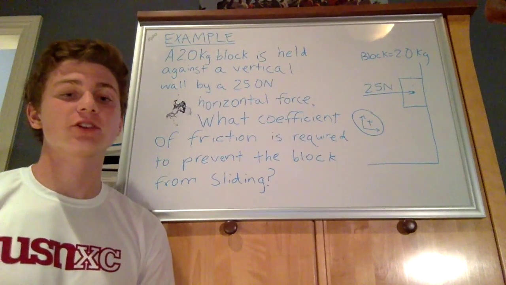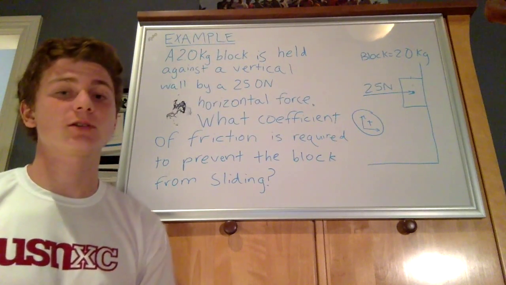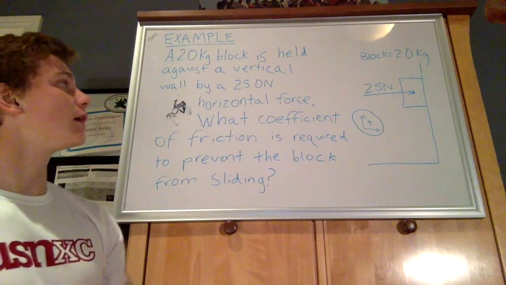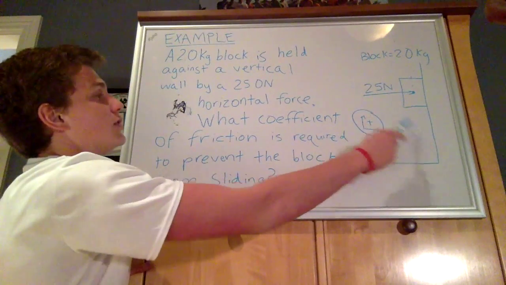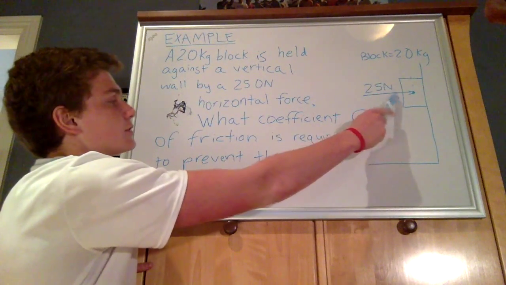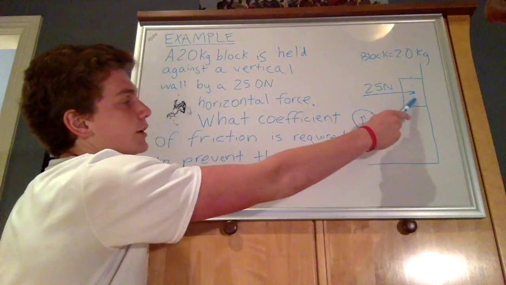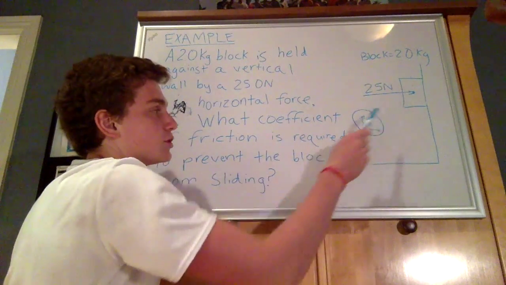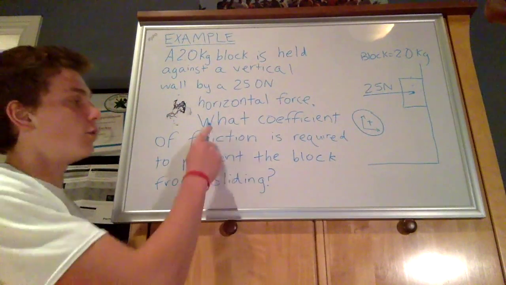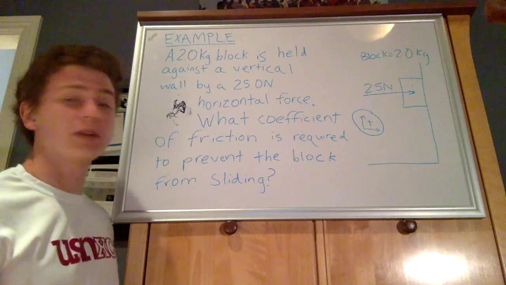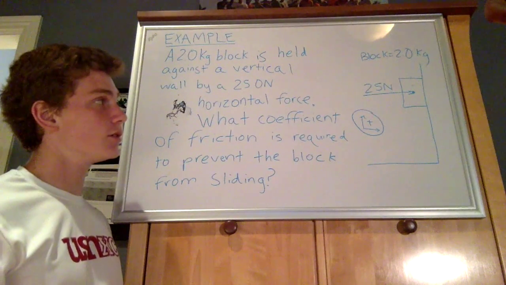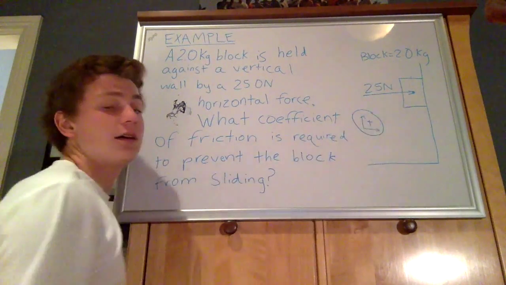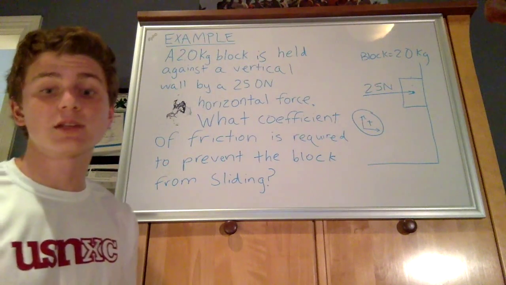Now that we know a little bit about friction, let's apply some of those relationships that we learned earlier in an example problem. So, a 2 kilogram block is held against a vertical wall by a 25 Newton horizontal force. So here we have the vertical wall. It's our 2 kilogram block, and this 25 Newton force is pushing into the wall, pushing the block into the wall. What coefficient of friction is required to prevent the block from sliding? So we've got to figure out the coefficient of friction between the vertical wall and the block that is required to prevent the block from sliding.